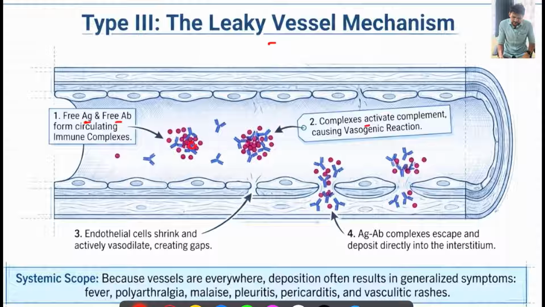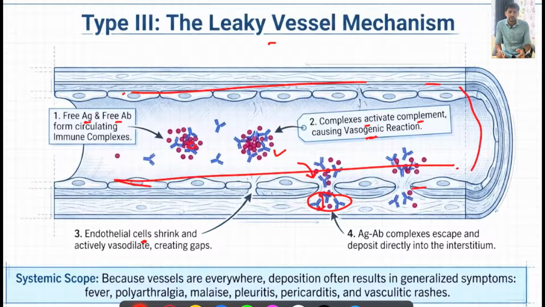So these immune complexes will activate complement system just to cause vasogenic reaction where there will be shrinkage of endothelial cells and there will be vasodilation, and these immune complexes will leak out of the vasculature in the interstitium, and the fight starts actually in the interstitium, not in the actual vasculature. But the problem is the blood vessels are there near almost every tissues. That's why these will lead to systemic manifestation in the body, leading to fever, polyarthralgia, malaise, pleuritis, pericarditis, and even vasculitic reactions.